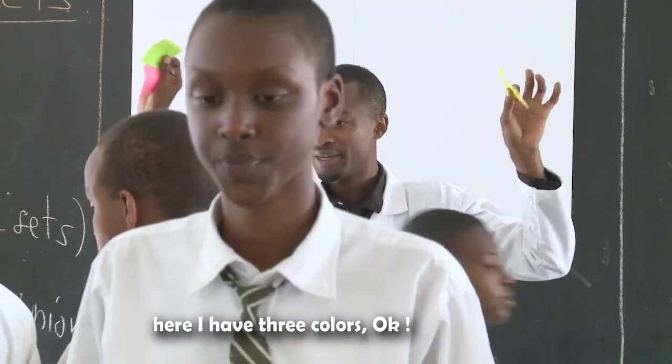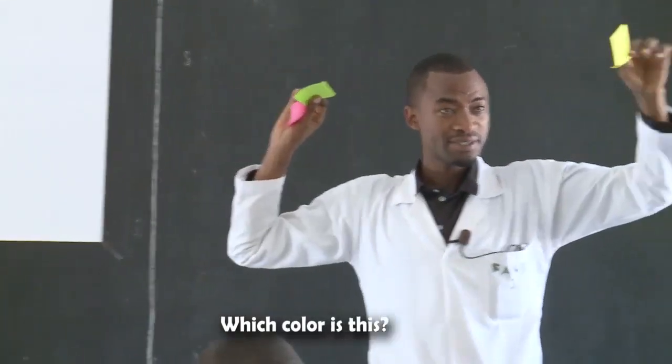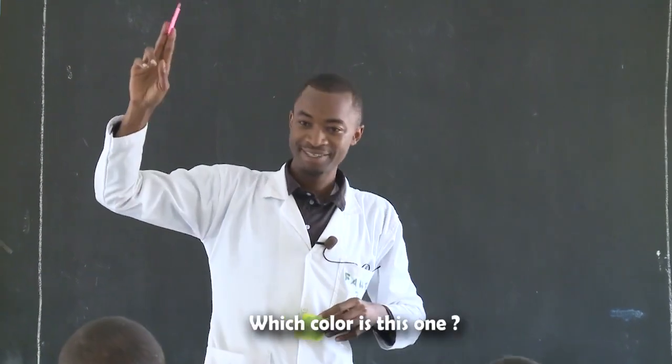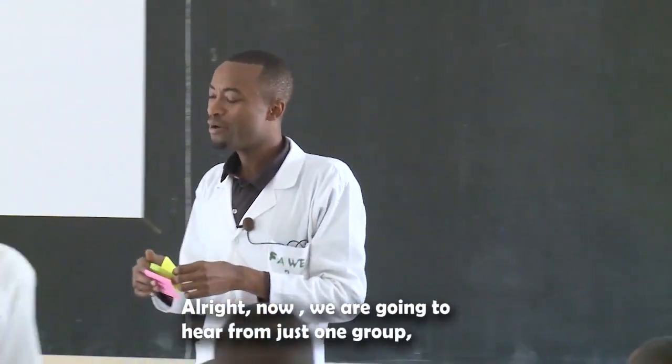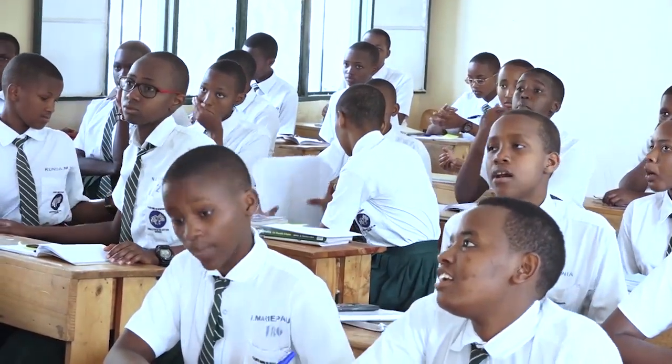Here I have 3 colors. Which color is this? Yellow. Which color is this? Green. Which color is this one? Green. All right, now, so we are going to hear from just one group.